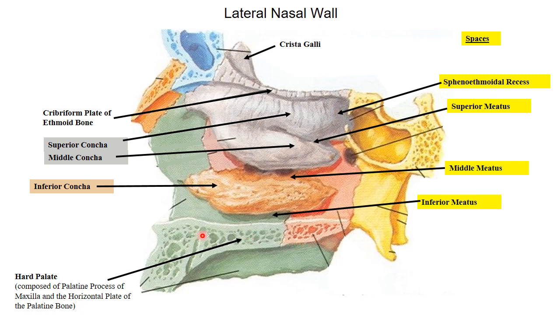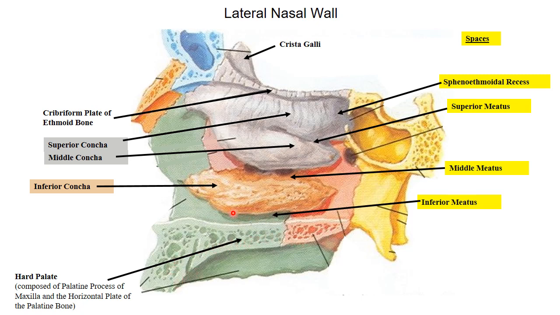So again, counting up, the best way to identify these, if you're looking at a view of the lateral nasal wall, is to get oriented, find an easy landmark, and start counting off. There'll be teeth hanging off down here, probably off the maxilla. Here's the hard palate. Let's start counting up.